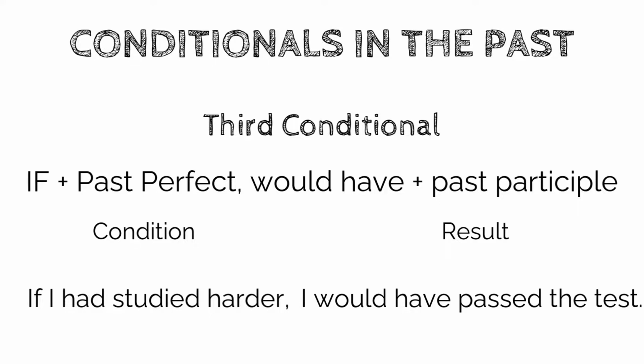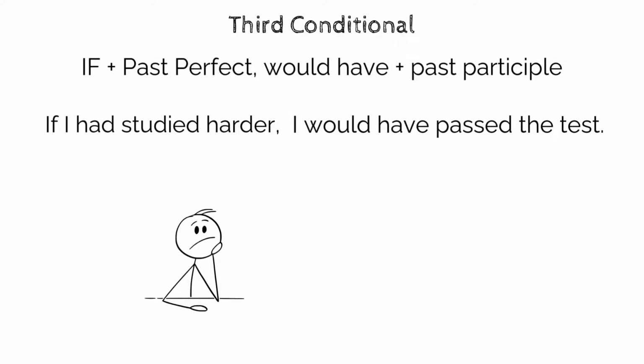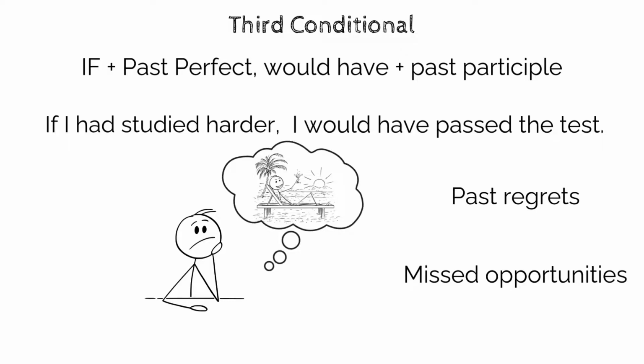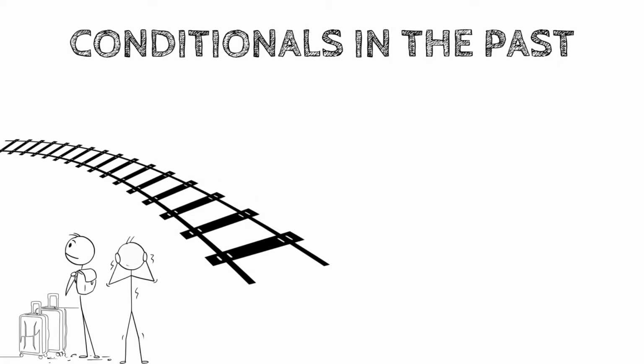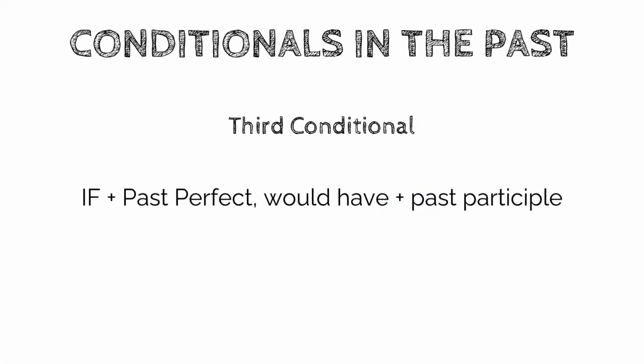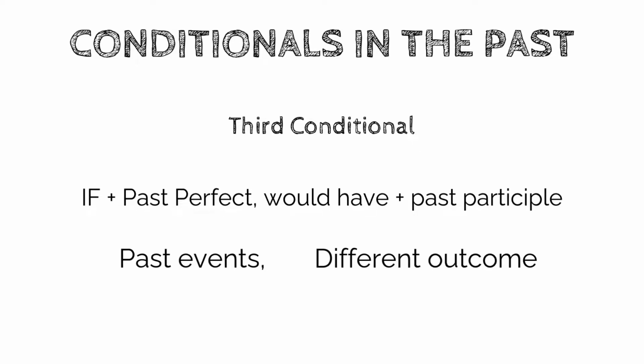Here, we're talking about the past, but we're imagining a different outcome. I didn't study harder, so I didn't pass, but I'm imagining a world where I did. The third conditional is used to talk about past regrets or missed opportunities. It's like saying, if I had done this, something else would have happened. Look at these examples. If we had left earlier, we would have caught the train. If we hadn't wasted time, we would have left earlier from work. Remember, the third conditional is about past events that would have resulted in a different outcome.